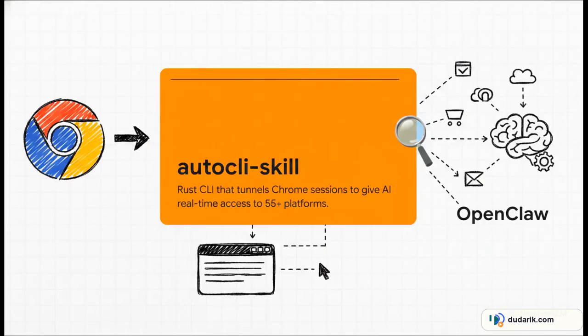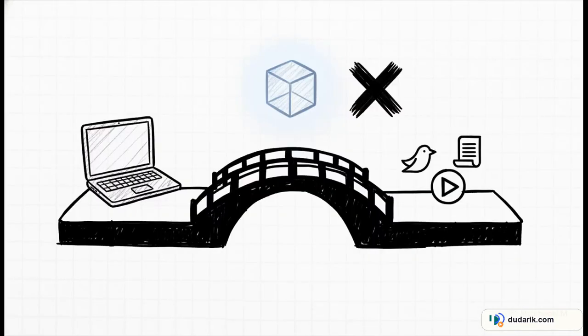Meet autocli-skill. Basically, it wraps a tiny 4.7 megabyte Rust binary that tunnels your existing Chrome login sessions directly into CLI commands. The skill layer tells your AI agent like OpenClaw exactly when and how to invoke it. And just like that, boom, over 55 major platforms instantly become natural language command line interfaces for your AI. Now for you, the user, the absolute best part is the simplicity. We're talking 0 API keys to manage, 0 re-authentication needed because, well, your browser is already logged in. It's just a single binary file acting as a totally seamless bridge.